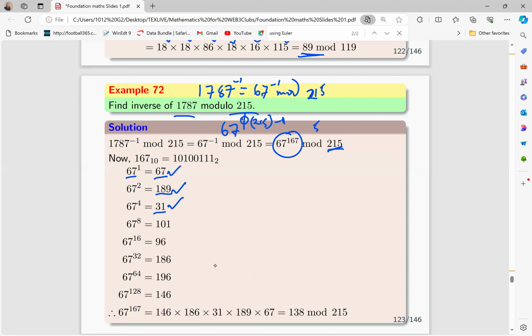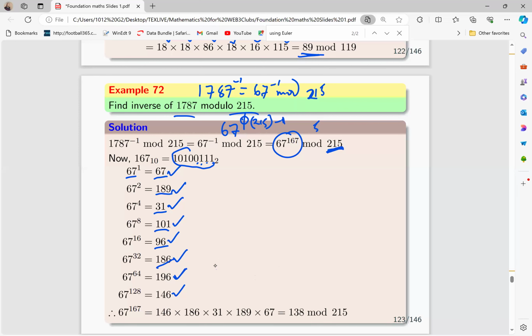Now square 31 divided by 215. The remainder is 101. Square 101 divided by 215. The remainder is 96. Square 96 divided by 215. The remainder is 186. And these are the number of times you're going to go. We're going to go this number of times, 1, 2, 3, 4, 5, 6, 7, 8 times. So when you square this, divided by 215, the remainder will be that. And then finally square this, divided by 215, the remainder is that.